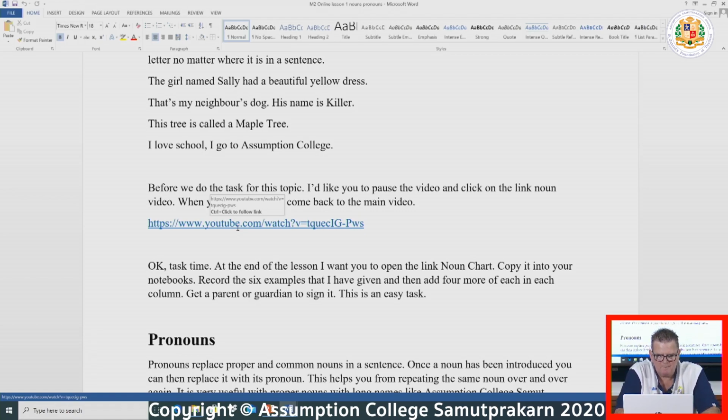Okay, task time. At the end of the lesson, I want you to open the link, noun chart. I'll have to open it for you. Copy it onto your notebooks, record the six examples that I have given, and then add four more in each column. Get a parent or guardian to sign it. This is an easy task. I'll open it for you now.